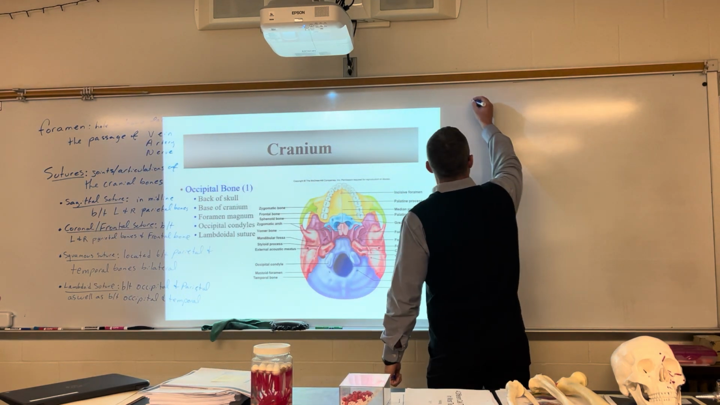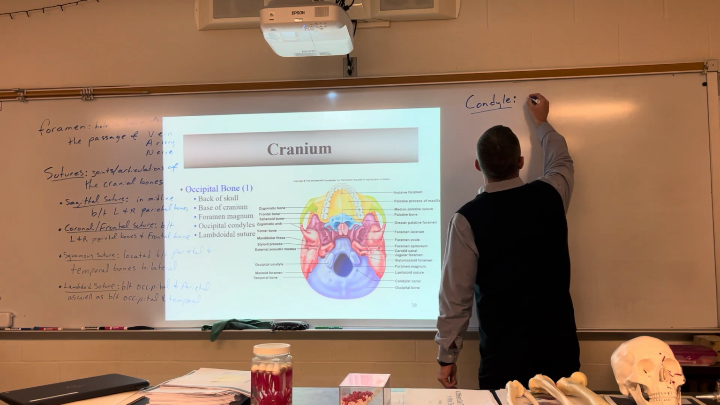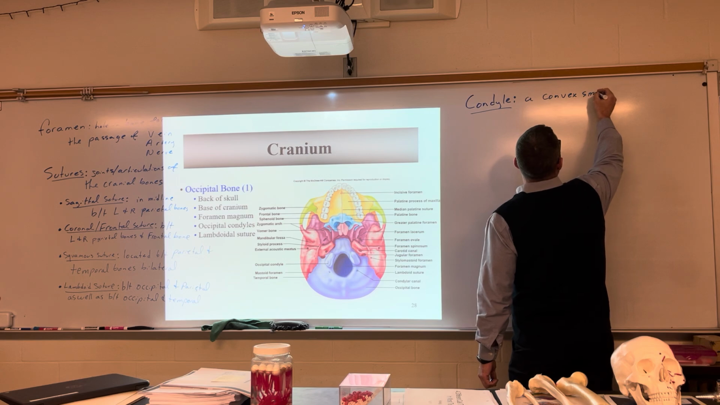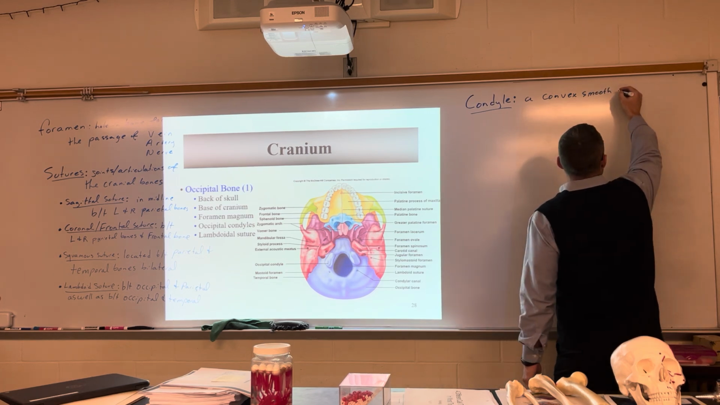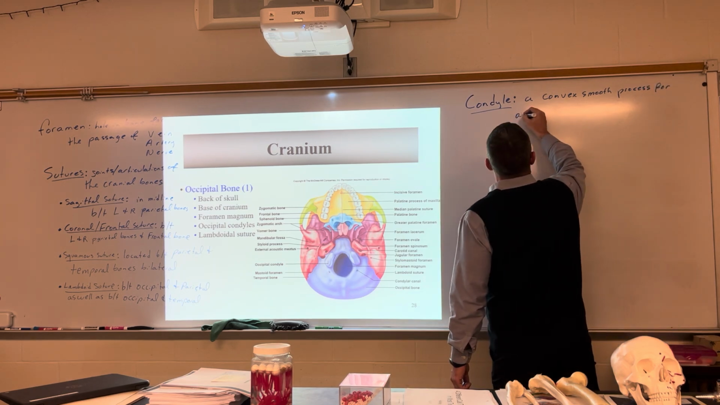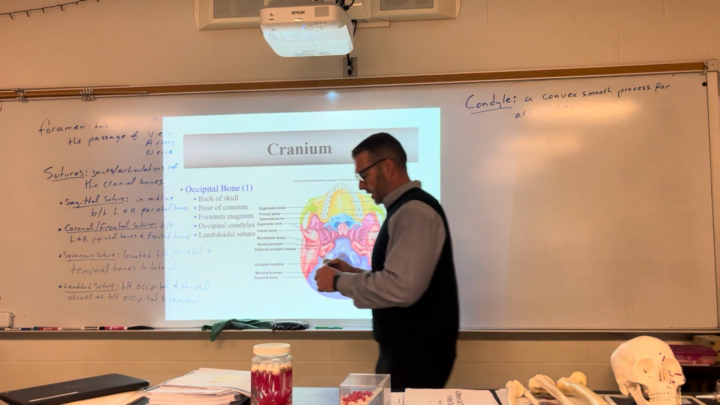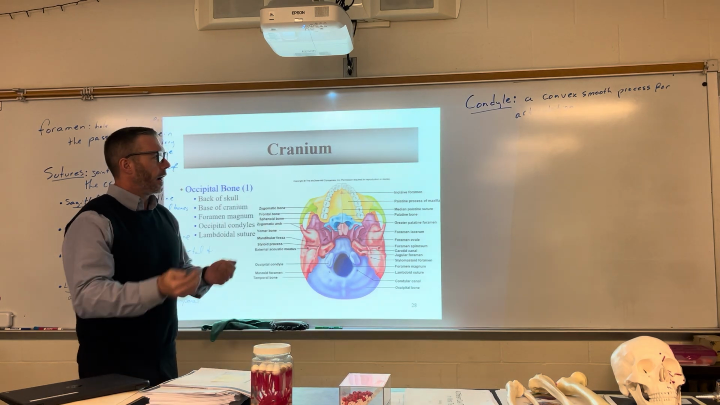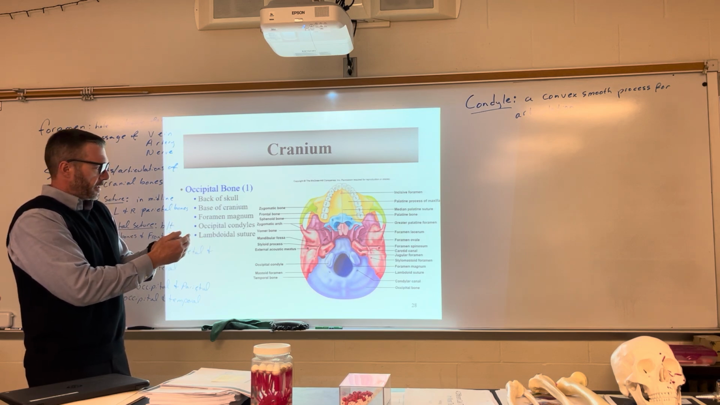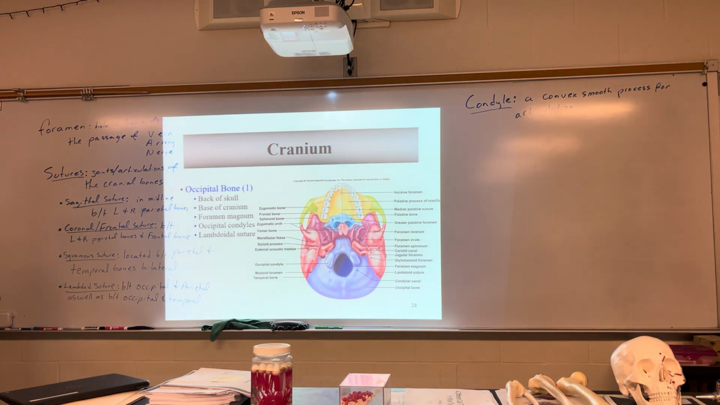So let's talk about a condyle for a moment. So a condyle is a convex, smooth process for articulation. Okay? So these condyles are convex, and so then they would sit into a concavity, and it would allow for an articulation to take place. And that's what happens to attach our skull to our vertebrae.